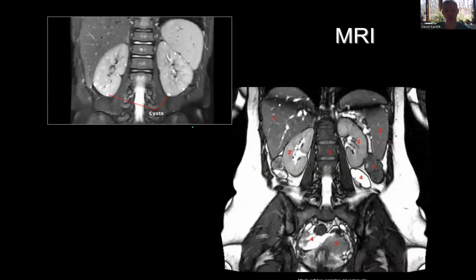MRI shows you nicely the parenchyma, again liver and spleen, and here in the parenchyma these small dots are small cysts, which can be functional or a developmental defect.